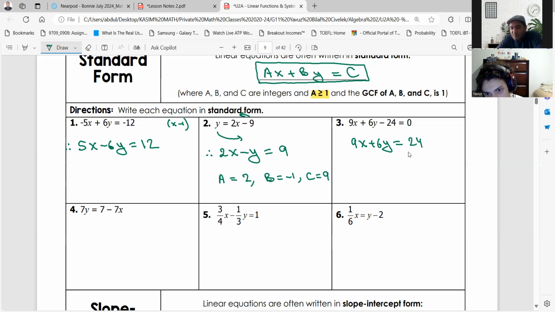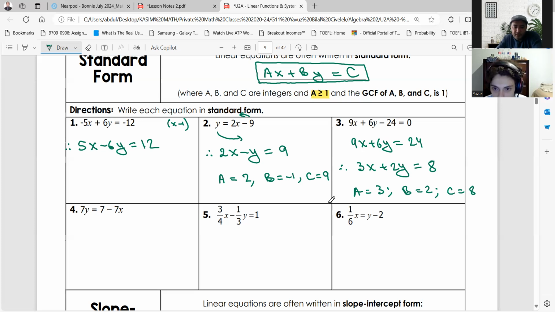Now, what do you think? Can I simplify this equation more? Yeah, because they're all divisible by 3. Very good. If you divide all numbers by 3, both sides, we'll have 3x plus 2y equal to 8. A is 3, which is greater than or equal to 1. B is also an integer, and C is also an integer. That's why this one is the standard form of this equation.